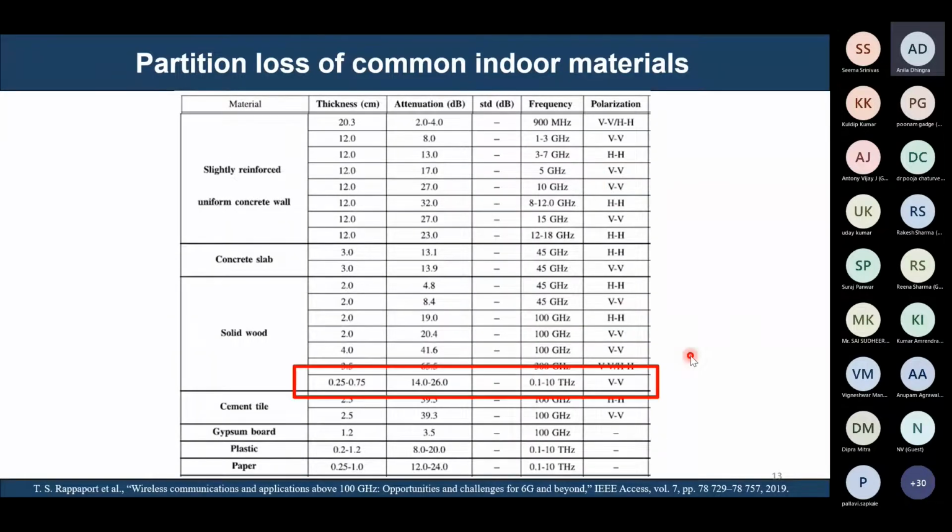If we have solid wood, we are going to face around 14 to 26 dB of attenuation at the terahertz frequency range, for different thicknesses. Definitely, when you increase the thickness, attenuation becomes high. And when we increase the frequency, again attenuation becomes high. So this is another challenging and serious issue, right? There are other materials as well, correct?